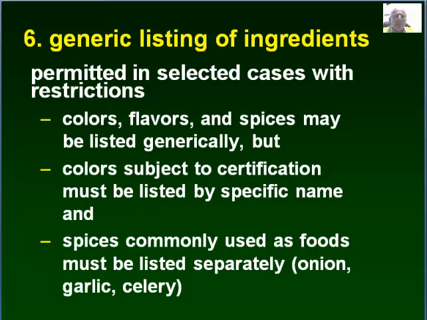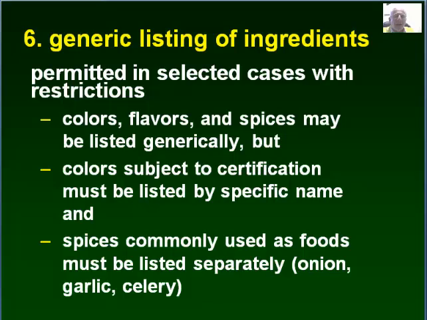Generic listing of ingredients. This is permitted in some selected cases with some restrictions. Colors, flavors, and spices may be listed generically as flavor, spices, without actually listing the individual spices or flavors that are used. Colors that are subject to certification under 21 CFR 74 must be listed by the specific name. So FD&C Red 40, or Red 40, has to be listed as such. It can't just say colors.